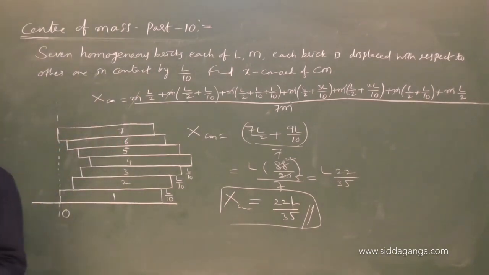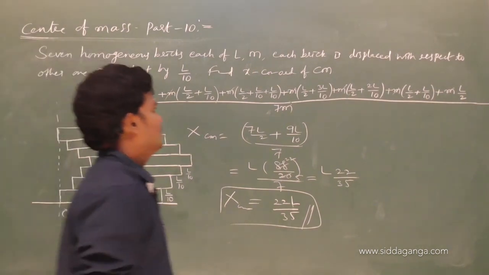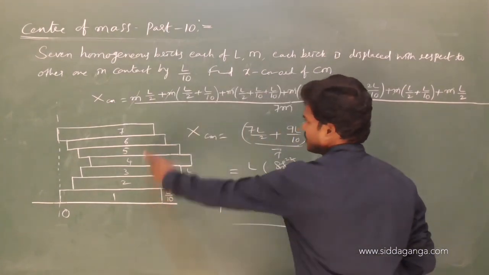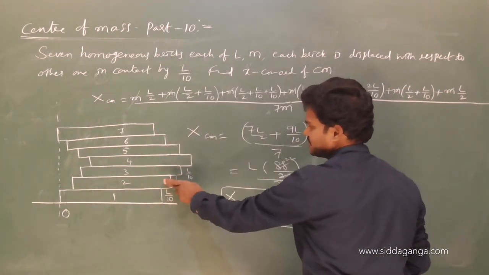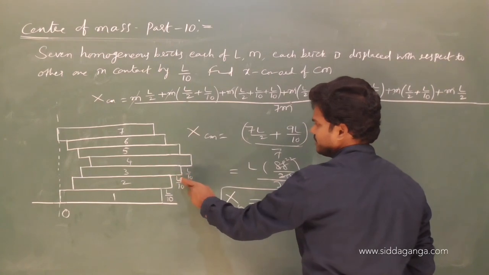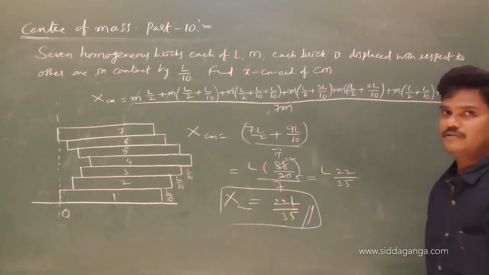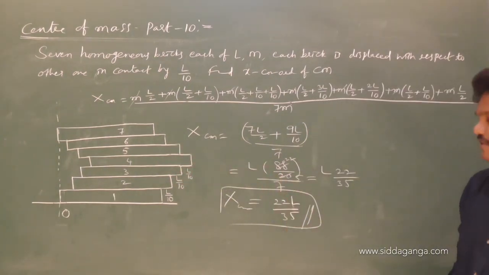Take this. First one L by 2, last one L by 2. Remaining are just L by 2, L by 10, L by 2, L by 10, L by 10. Check it. Practice twice, you will understand everything.